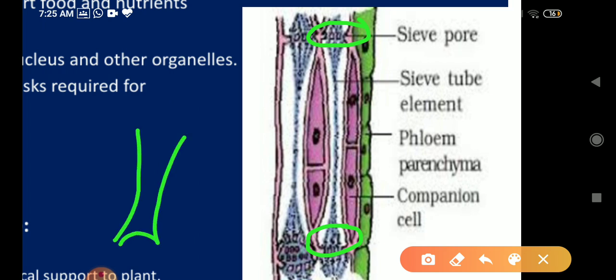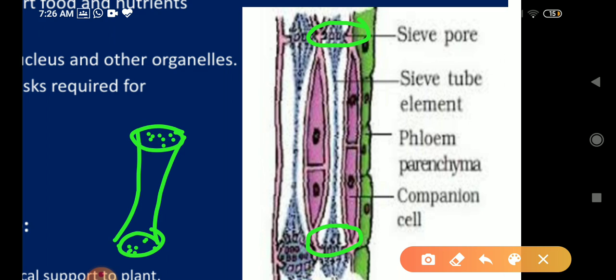This is the diagram of sieve cell. Here the pores are present. This plate or this cell wall is porous. It is for the transportation of the food from one cell to another cell, so that the food moves through the cytoplasm of one cell to another, another to next one, continuously, where it has to transfer it and where it is stored.